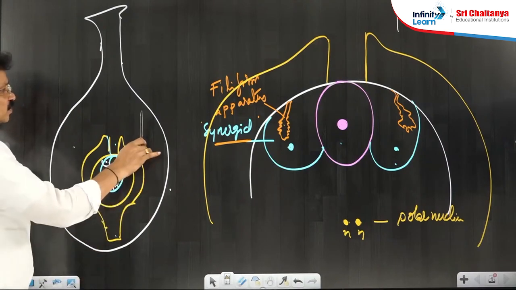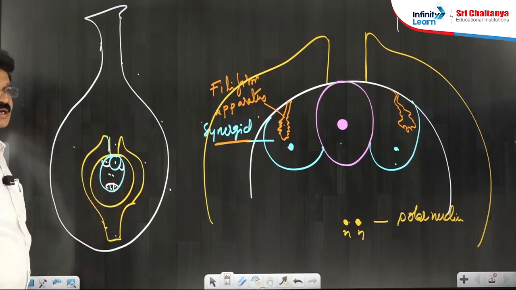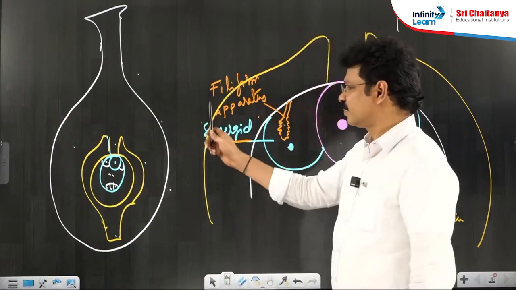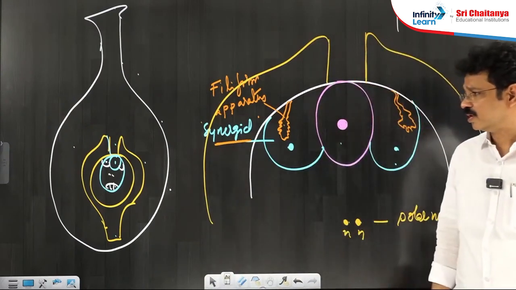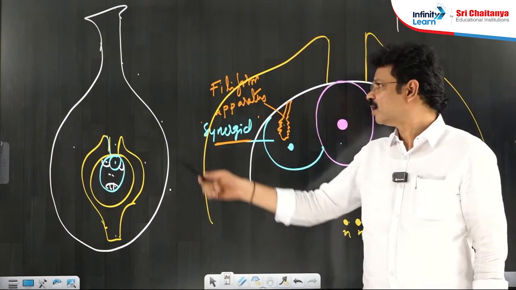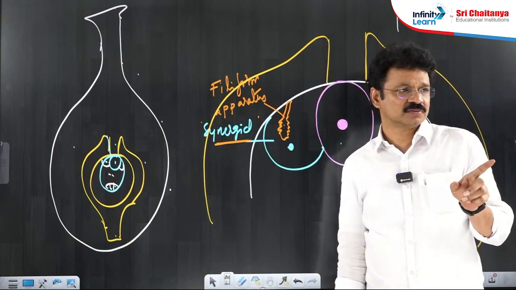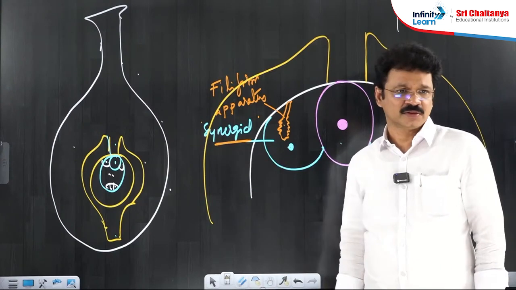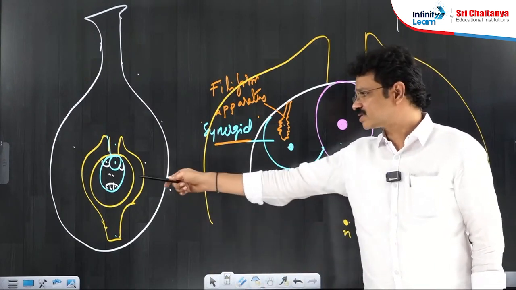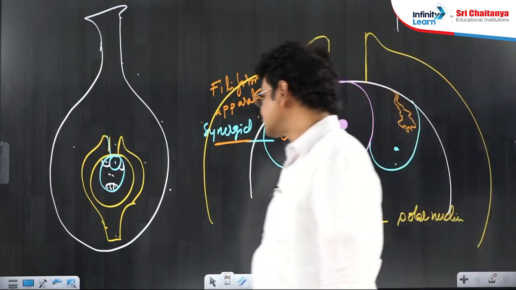Among these four structures, carpel, ovary, ovule, embryo sac, which one is bigger? What is the biggest structure among these four? Here the biggest structure is the carpel. Second place goes to the ovary. Third place goes to the ovule. Next place goes to the embryo sac. The smallest structure is the egg.